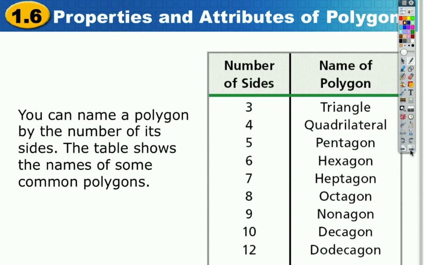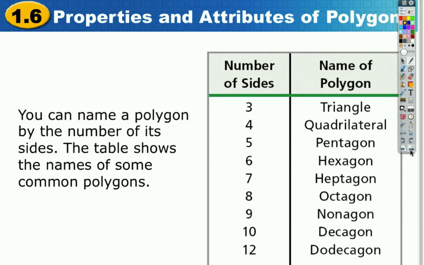So these are names based on the numbers of sides. So three-sided is triangle, four-sided quadrilateral, five-sided pentagon. I think we're okay with those three. You might even be okay with a hexagon being six-sided. But I think from there you might need to write some things down. Seven-sided is called a heptagon. Eight-sided, octagon. Nine-sided, here's an unusual one, a nonagon.